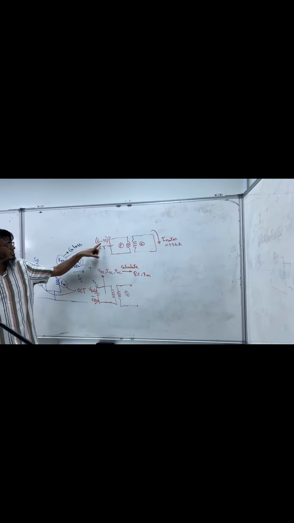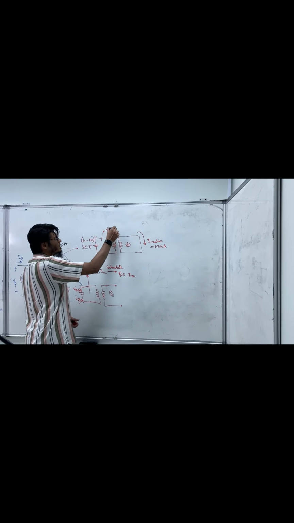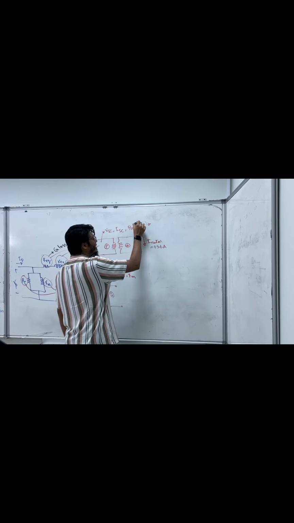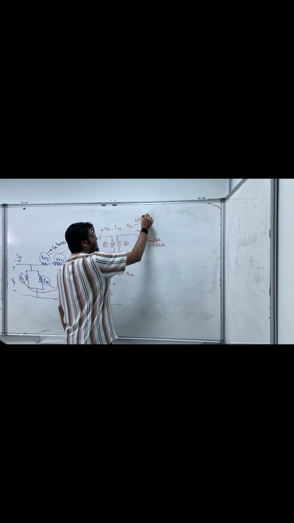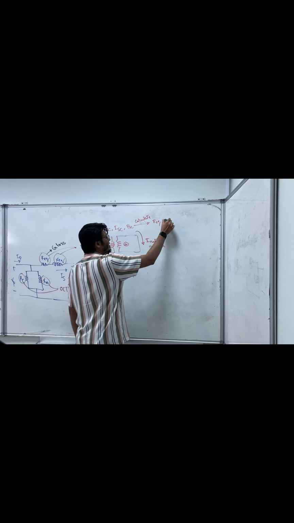And here in the open circuit test we apply a high voltage, but the current is almost zero. It is zero actually, because this is open circuit. So this is what we do. From here we get voltage short circuit, current short circuit, power short circuit. And from here we calculate R equivalent and X equivalent.